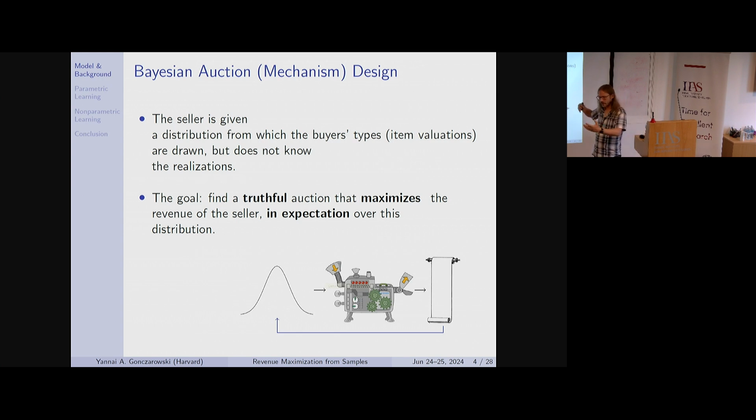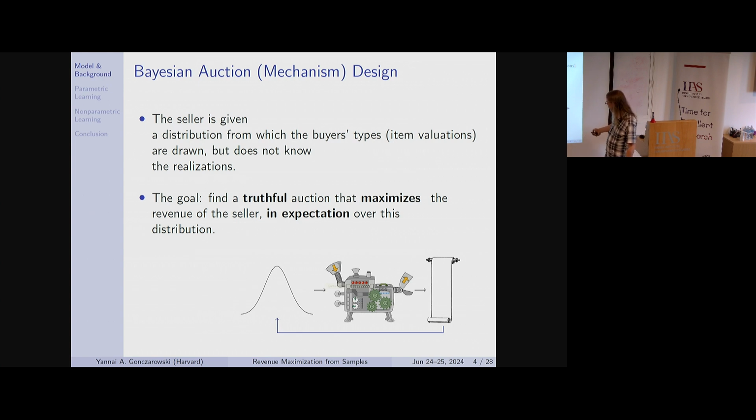This is kind of an algorithmic point of view, but we can think about the seller as being given a distribution from which the buyer types are drawn, but not knowing the realization. And the goal is to find a truthful auction. Truthful could be dominant strategy or Bayesian, that maximizes the revenue of the seller in expectation over this distribution.